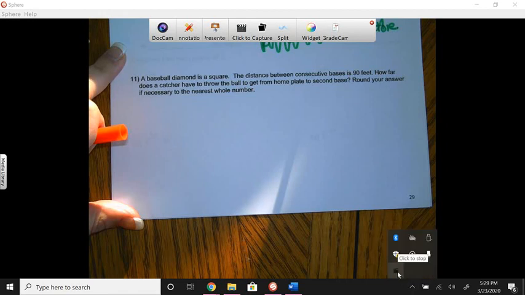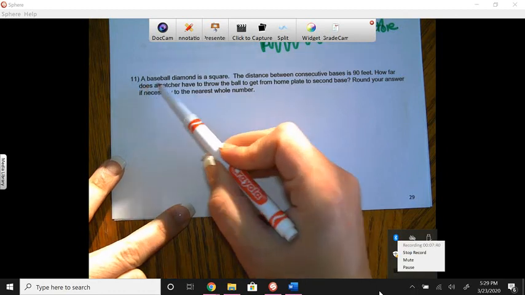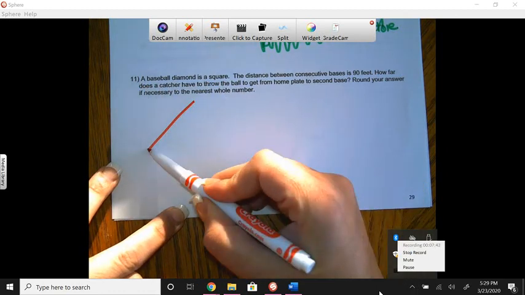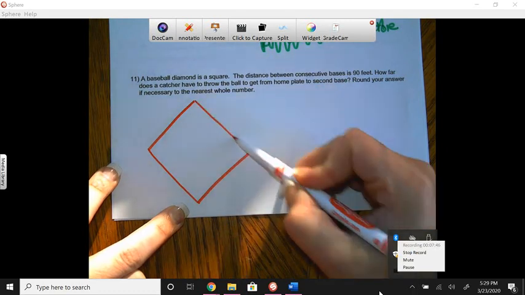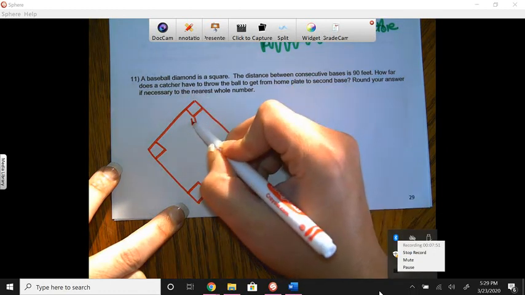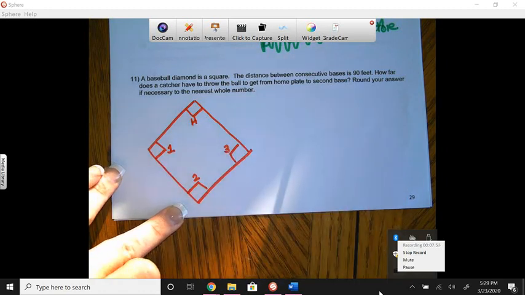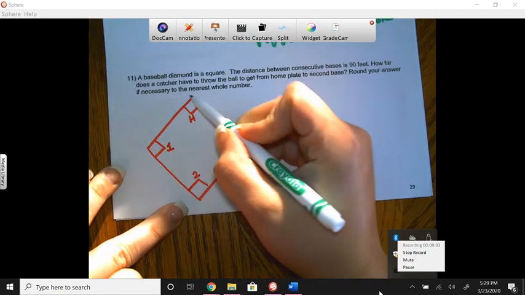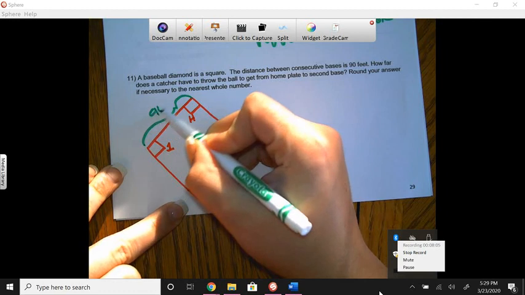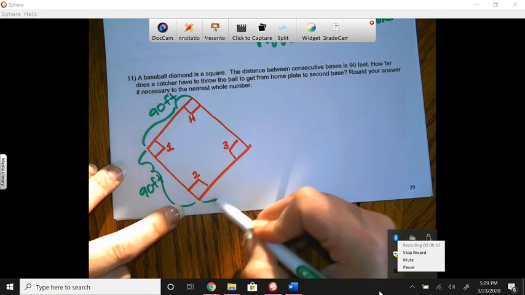Alright, so another example of when we could use radicals is in a problem like number 11. It says a baseball diamond is a square. So I'm going to draw a baseball diamond. Okay, so I'm going to have this be home base, first base, second base, and third base. And it says the distance between consecutive bases is 90 feet. So that just means from here to here, that's 90, here to here. They're all 90. They space them all the same, 90 feet apart, all the way around.